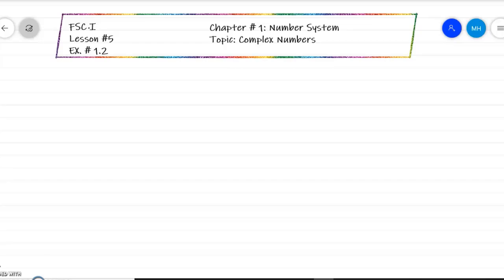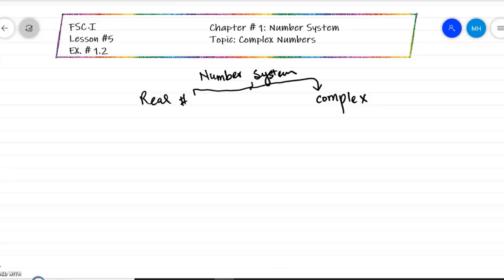So for this series, in the first lecture I have already explained the number system. The categories of the number system: we have two kinds of numbers. The main categories are the real numbers and the complex numbers. In the previous four lessons, we have discussed the real numbers and their properties.